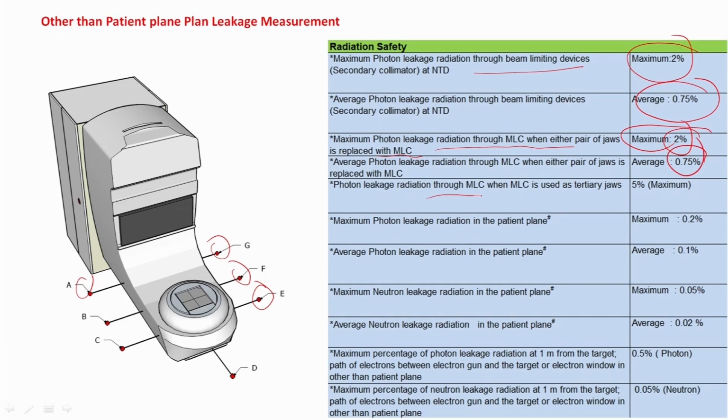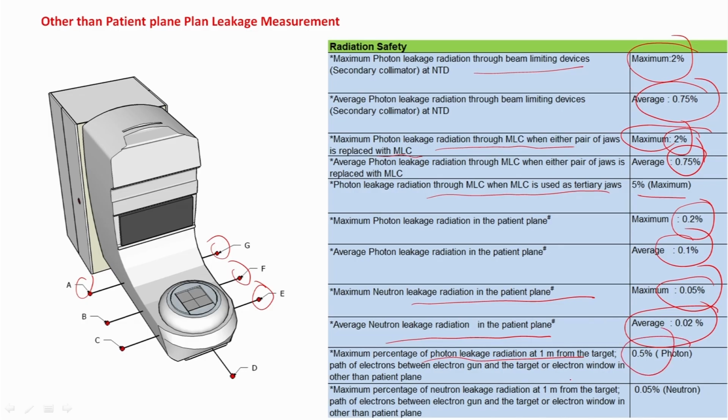And for photon leakage radiation through MLC when the MLC is used as a tertiary jaw, which is the case of a Varian machine where MLC, other than the X and Y jaws, is used at the tertiary position, the limit for maximum is 5%. Maximum photon leakage in the patient plane is 0.2%, average is 0.1%. Maximum neutron leakage is 0.05%, and average neutron leakage radiation in the patient plane is 0.02%. Percentage photon leakage at 1 meter from the target is 0.5%. So these are the simple leakage measurement tolerance limits.